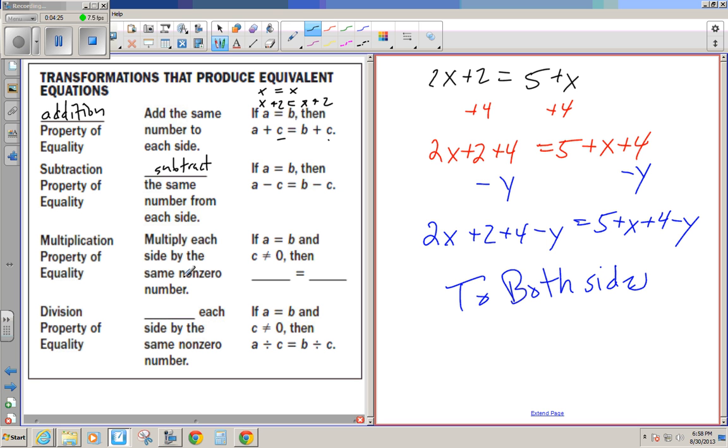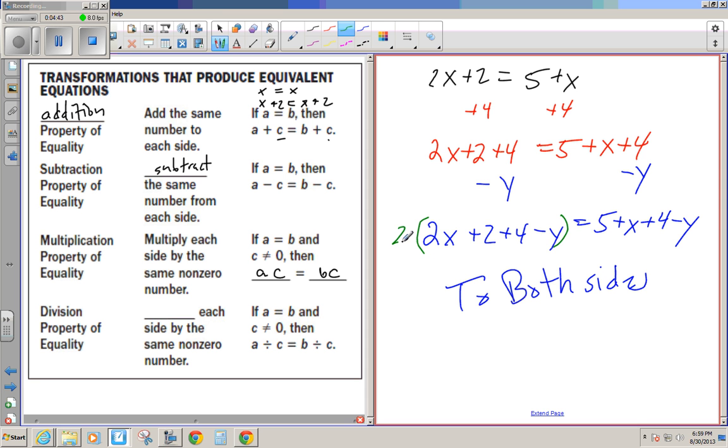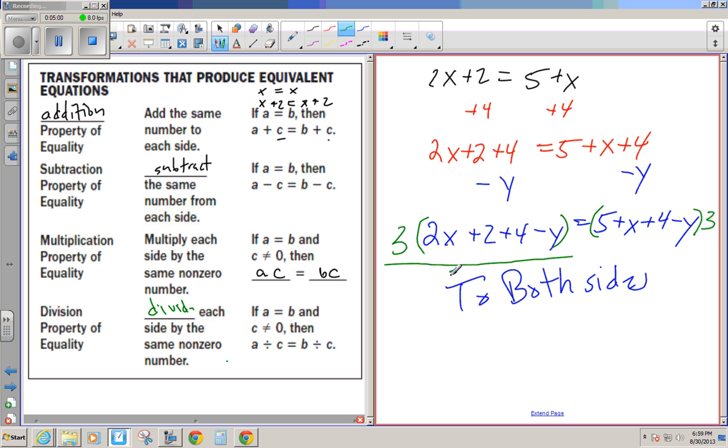All right, the multiplication property. A equals B and C does not equal 0. That means A times C equals B times C. Again, as long as you are multiplying both sides by the same number. Over here, I could multiply both sides by 3, and it's still an equivalent equation. Division property: if you divide each side by the same non-zero number, that means if you do the division by C, over here I could divide all of this by Z, and as long as I do it to both sides equally, it's an equivalent equation.